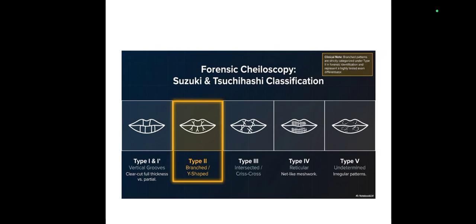Here is a clinical exam note. You must pay close attention here. Branched patterns are strictly categorized under type 2. Examiners love this topic because students often confuse type 2 branched with type 3 intersected. Remember, branched splits like a tree branch are Y-shaped, while intersected crosses over. Therefore, the correct option is B, type 2.